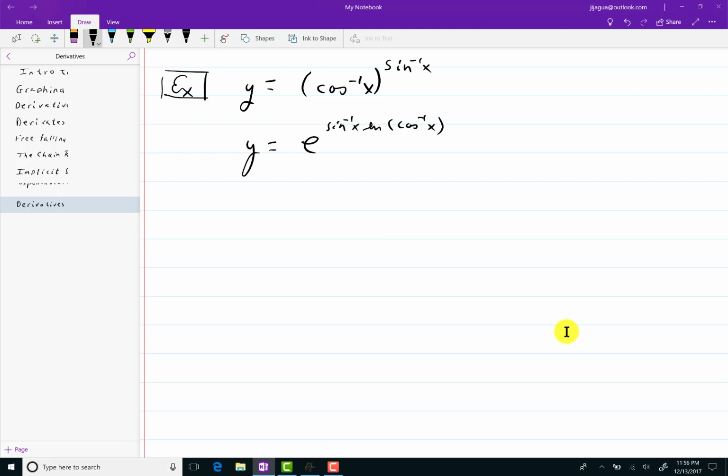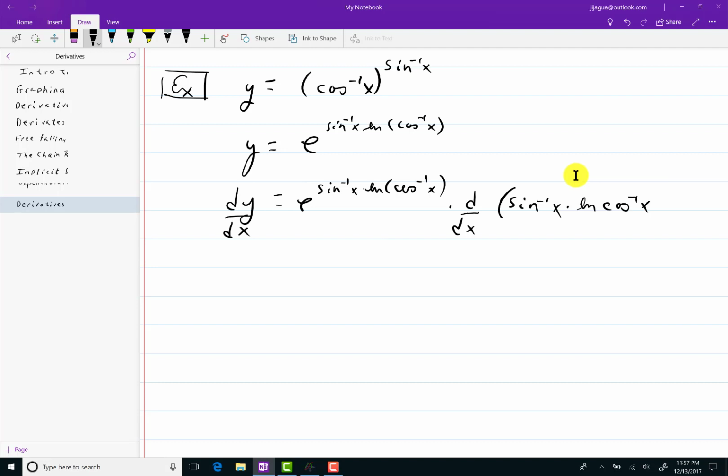That way, when I take the derivative, I'm going to get this stuff again, because e to whatever, the derivative of e to the x is e to the x. So I'll get that again. e to the sine inverse of x times ln cos inverse of x. Now, by the chain rule, I take the derivative of what was in the exponent. That was sine inverse of x times ln cosine inverse of x. Inside of there, that's just a product rule.